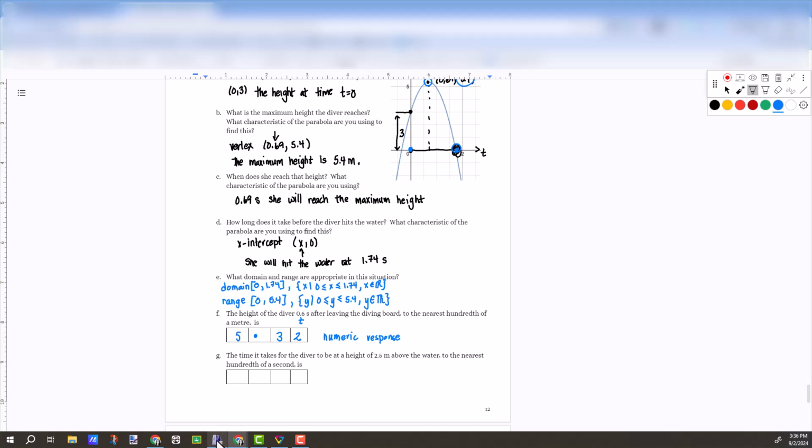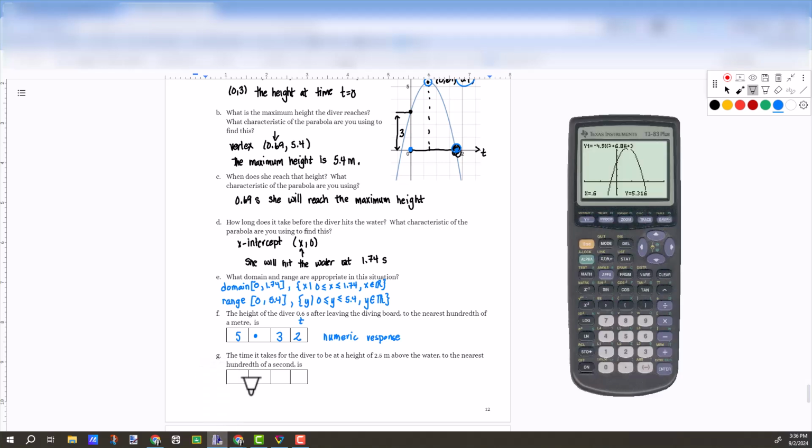Now let's look at part G. In part G, we're now given a height, and they're asking us to find a time. Well, how can we do that? The easiest way is actually to make a second graph at the height that they give us. So this means we're going to get a horizontal straight line going through 2.5. And we are going to find where it intersects the graph.